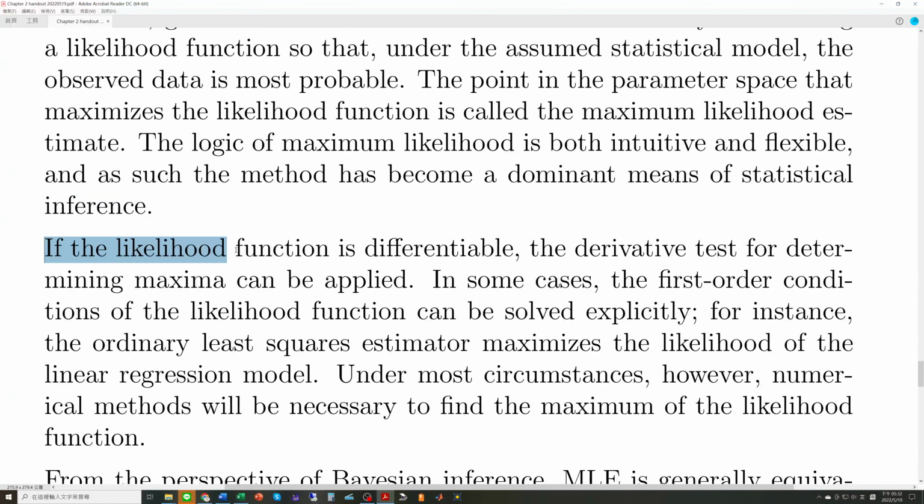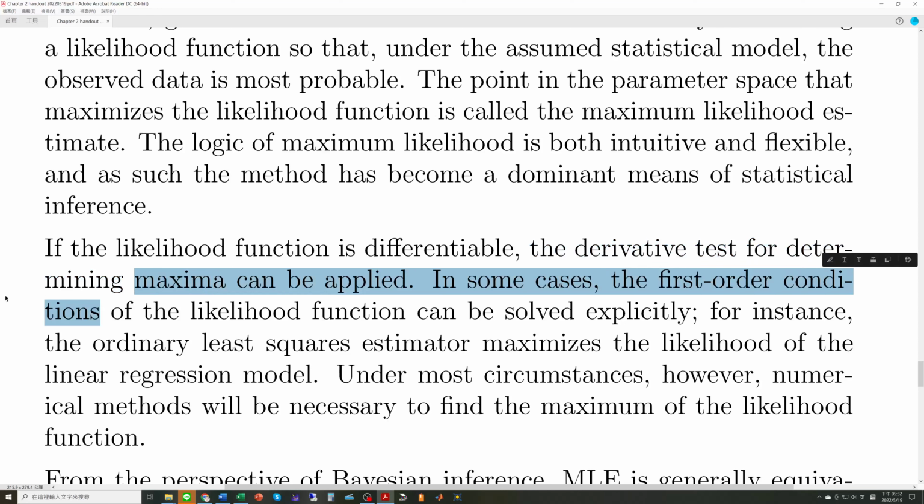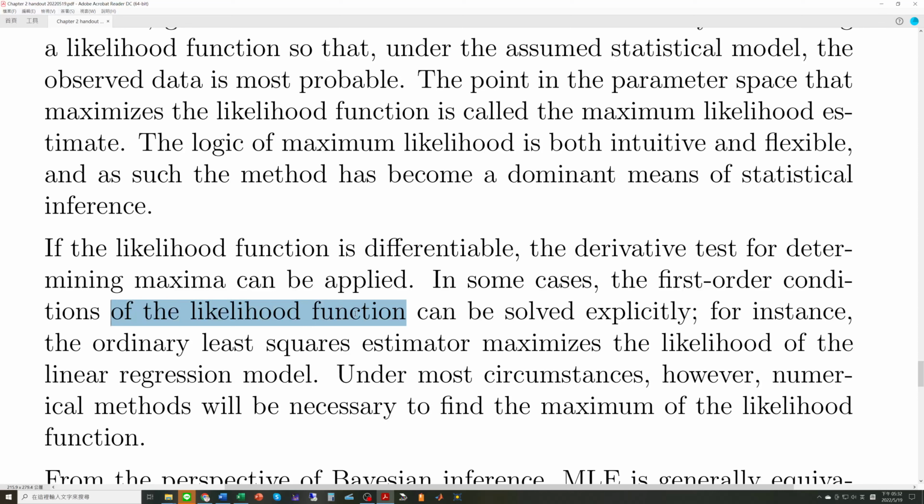Okay, if the likelihood function is differentiable, I know you have learned what a differentiable function is in the course calculus. If you forget, please review the textbook of the course calculus. The derivative test for determining maxima can be applied. In some cases, the first order conditions of the likelihood function can be solved explicitly. For instance, the ordinary least squares estimator.